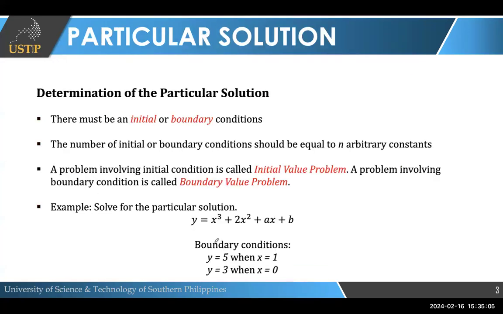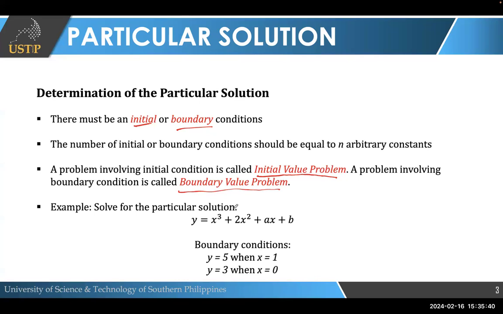Okay. So how do we determine a particular solution? Actually, a particular solution comes from the general solution, but we must be given what we call the initial or boundary conditions so that we can find the value of our arbitrary constants. A problem involving initial conditions is called an initial value problem, and we get that particular solution. Another problem involving values to get the constants is the boundary value problem.